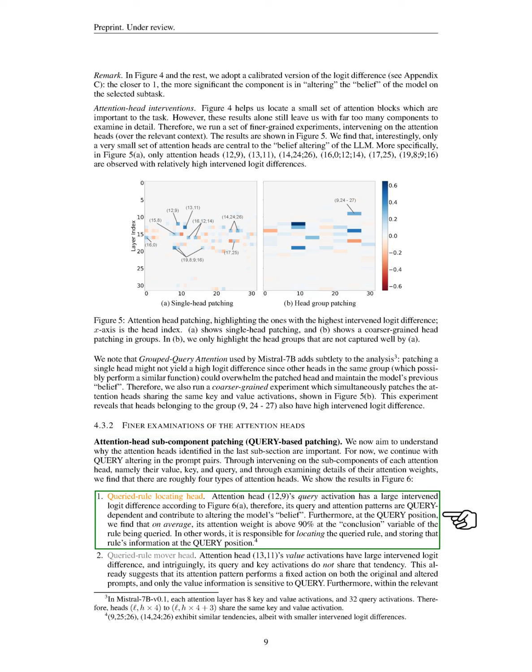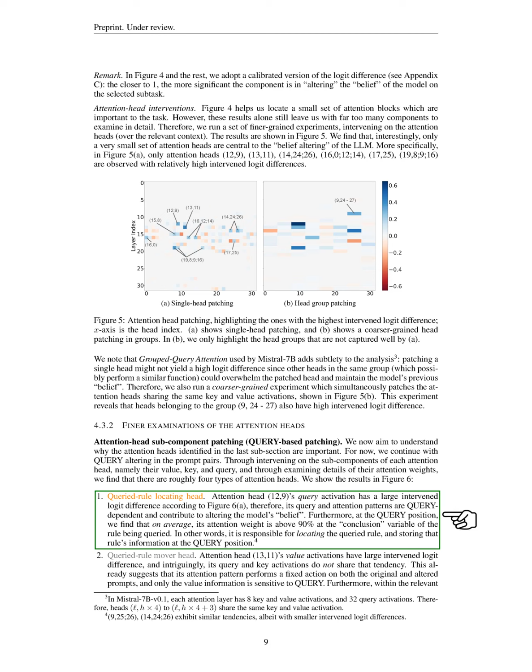First, we discuss the queried rule locating head. For attention head 12, 9, we observe a significant difference in its query activation, indicating that its query and attention patterns depend on the query and influence the model's beliefs. Notably, this head maintains an average attention weight above 90% at the conclusion variable of the queried rule, meaning it effectively identifies and retains the rule's information at the query position.